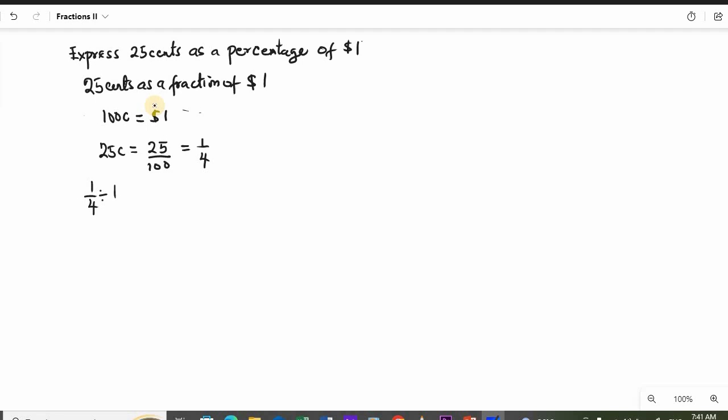Okay, and then 1/4 divided by 1, or any number divided by 1, is equal to that same number. So we have this as 1/4. Now to express this as a percentage, we say 1/4 times 100%, which gives us 25%.